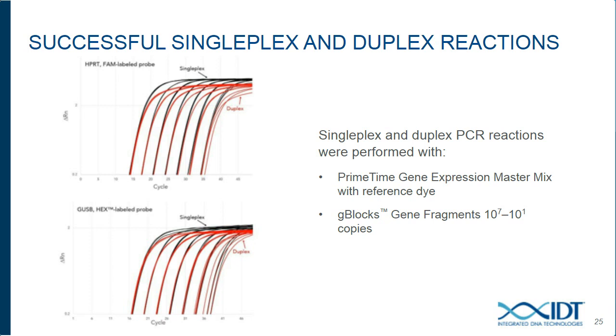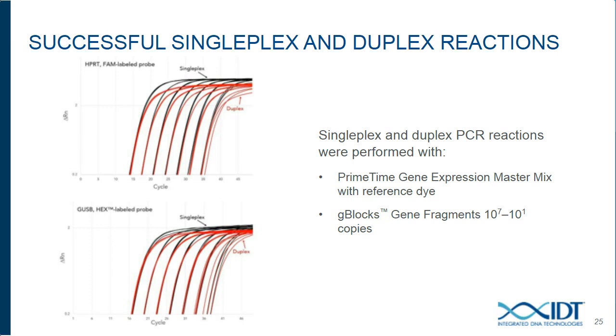The black lines shown here are the amplification plots when the assays were run as a singleplex. And then the red lines represent what the assay looked like when it was run in a duplex together with HPRT1 and GUS-B. As I mentioned, it's not uncommon to see a decrease in overall fluorescence when running a duplex compared to a singleplex. And that's exactly what we're seeing here.